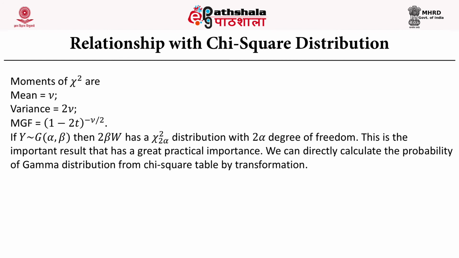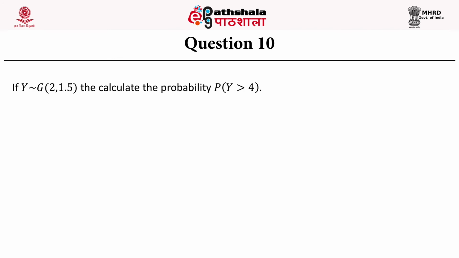That is an important result that has great practical importance. We can directly calculate the probability of a gamma distribution from the chi-square table by transformation. So here we have an example.